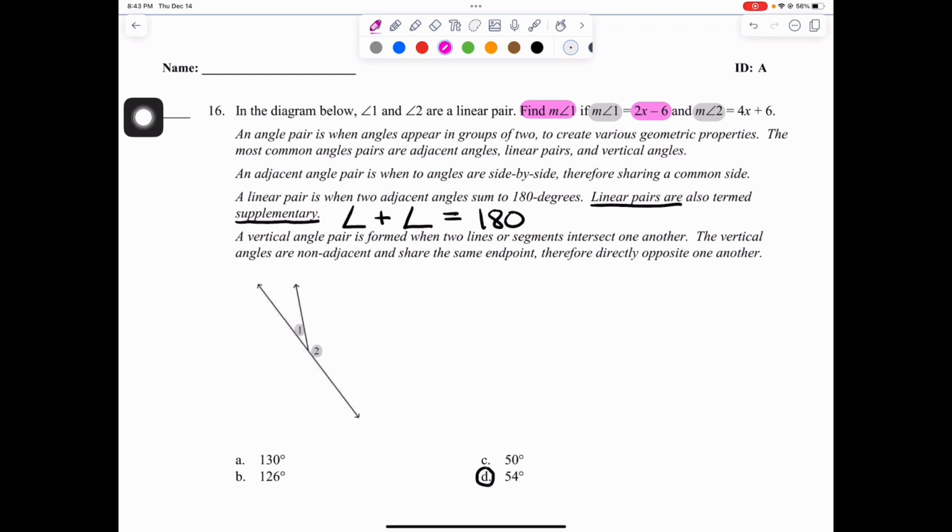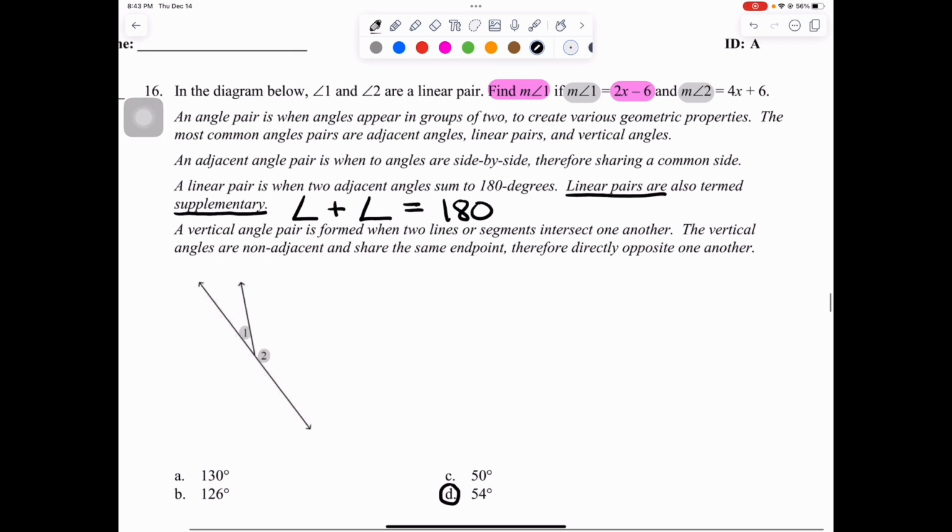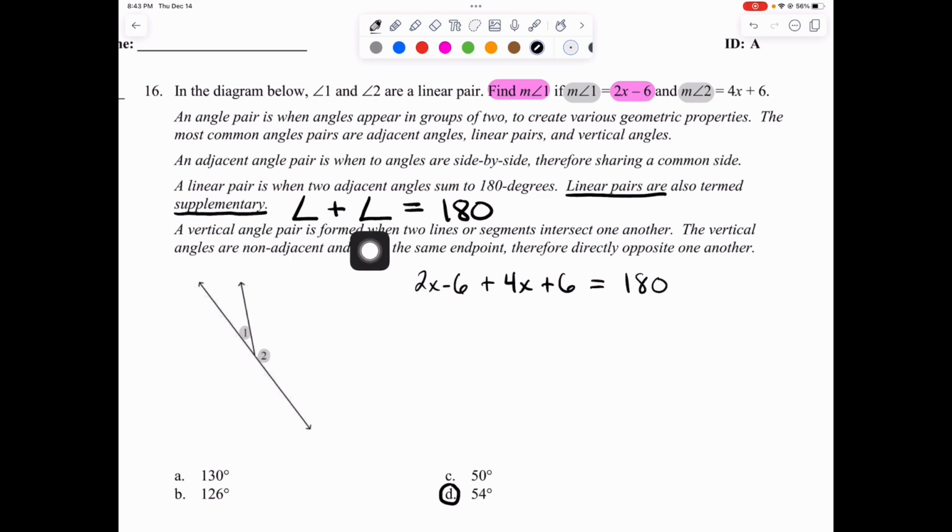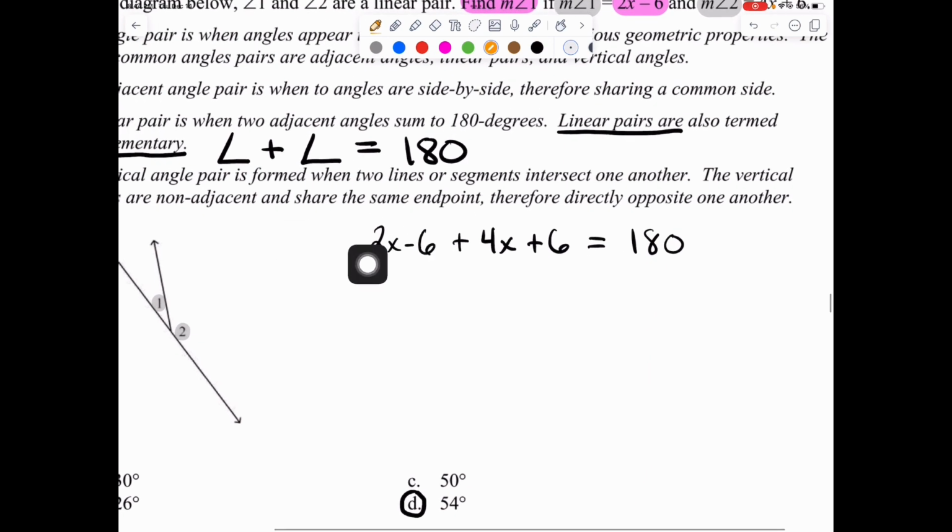Let's go ahead and write this out. The measurement of angle 1 is 2x minus 6. We will add that to the measurement of angle 2, which is 4x plus 6. We will set that equal to 180 because, again, we're just following the formula. From here, look at the left side of the equal sign, all these terms. Yes, we get to combine a couple of groups. I will circle my 2x, and what can we circle with that 2x? Yes, that plus 4x.